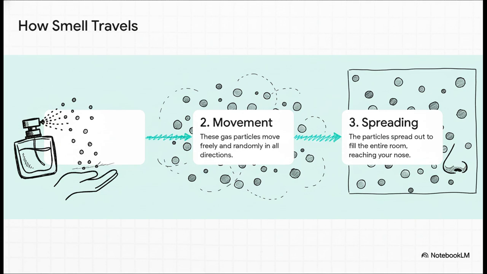Now, what do we know about gas particles? They're full of energy, they're far apart, and they move randomly in all directions. So these tiny, invisible perfume particles start zipping around, spreading out from the bottle and filling the whole room. Sooner or later, some of those random moving particles bump right into your nose. And just like that, mystery solved.